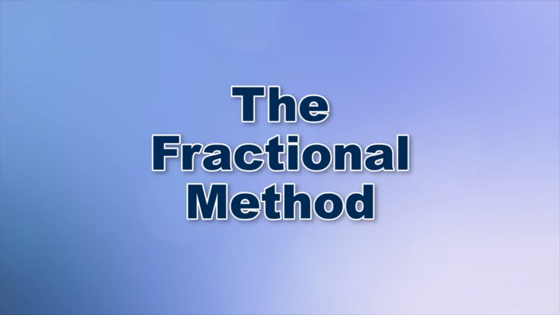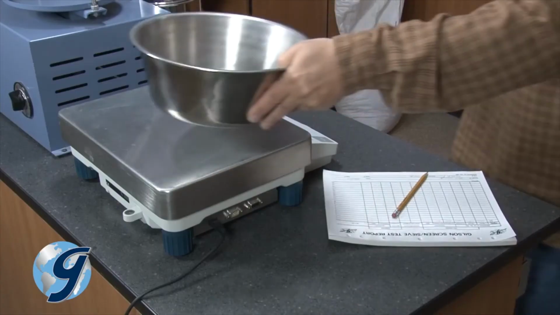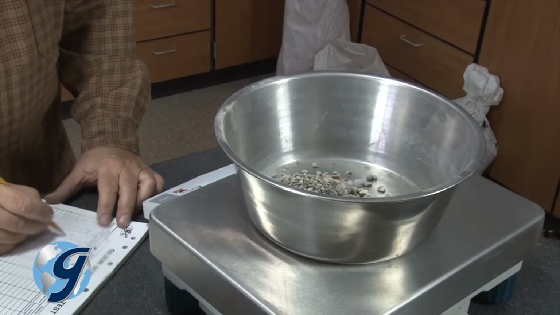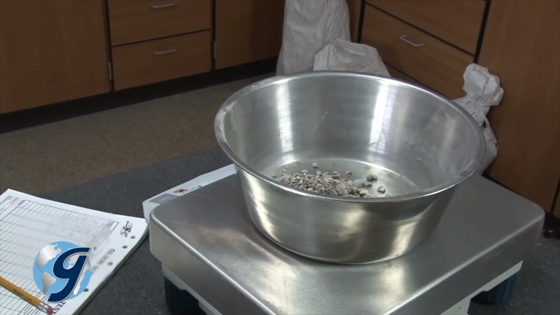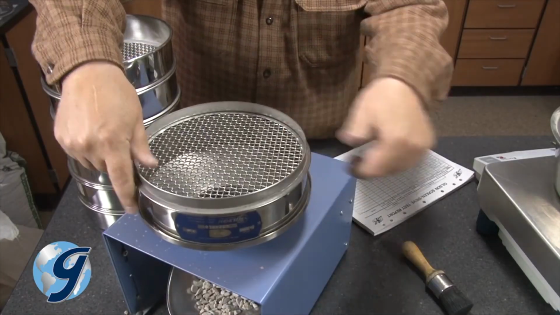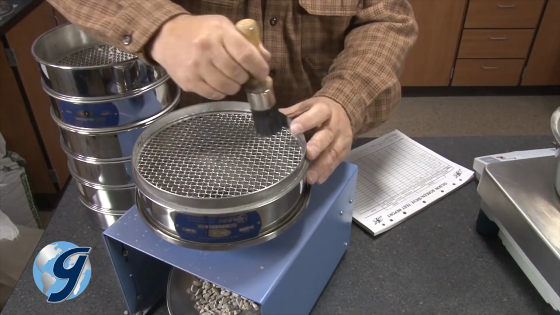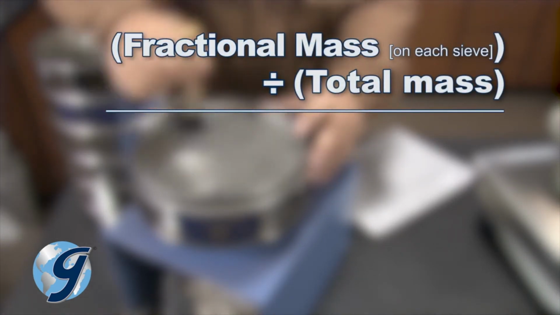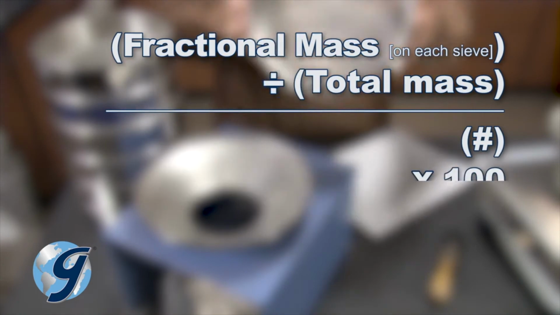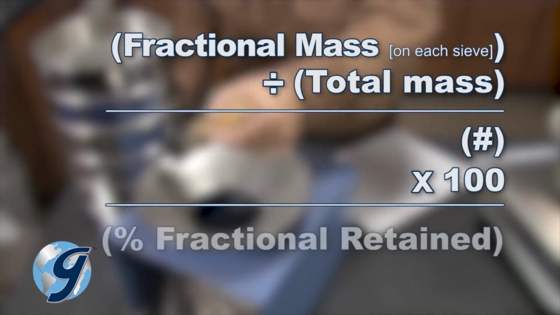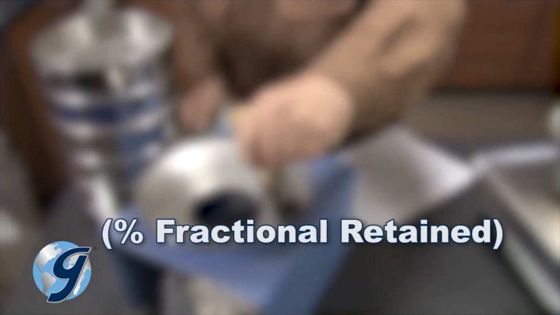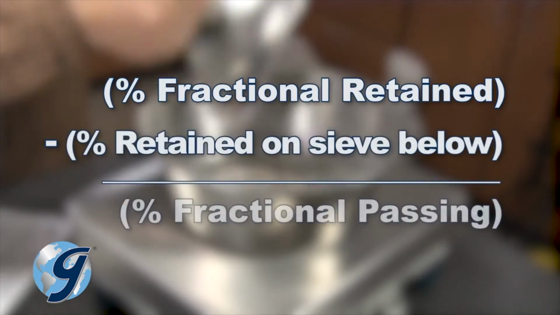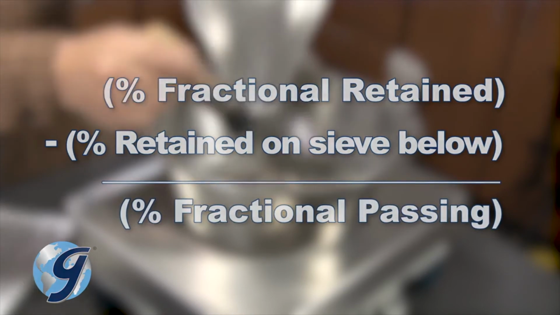For the fractional method, the operator weighs the content of each sieve fraction separately, waiting to discard material until the test is complete. As the operator weighs the content of each sieve fraction, the operator will divide the mass retained on each sieve by the total mass and then multiply by 100 to calculate the percent retained. To calculate the percent passing, the operator subtracts the percent retained on the sieve nested beneath.